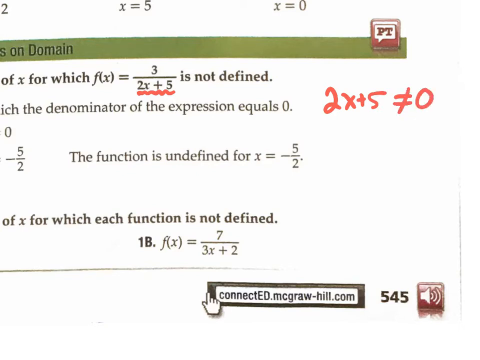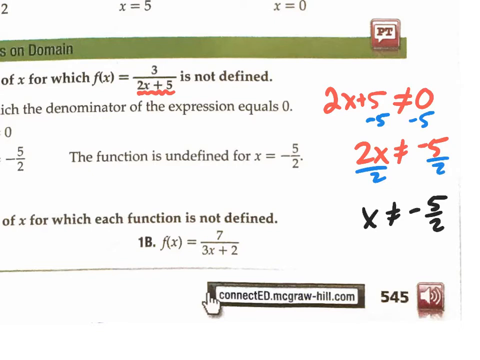And then I solve it like I normally would, right? Minus 5, minus 5. 2x cannot be -5. Divide by 2, divide by 2. Answer is x cannot be -5/2. What does that mean? That means that the asymptote is at x equals -5/2.